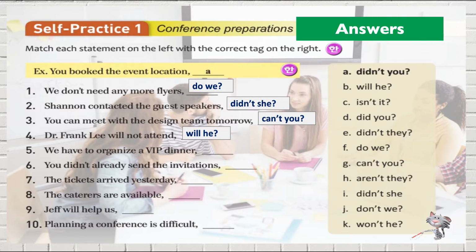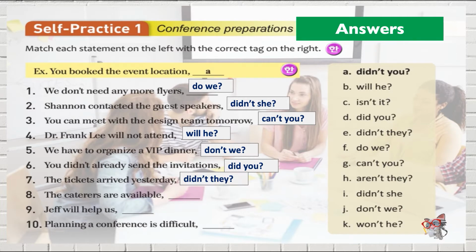We have to organize a VIP dinner. Don't we? Haven't we would be okay there, but have is, as we mentioned before, a difficult one. And number 6, you didn't already send the invitations. Do you? Did you? Oh, the tickets arrived yesterday. Didn't they? Okay, perfect. The caterers are available. Aren't they? Oh, very nice. Jeff will help us.